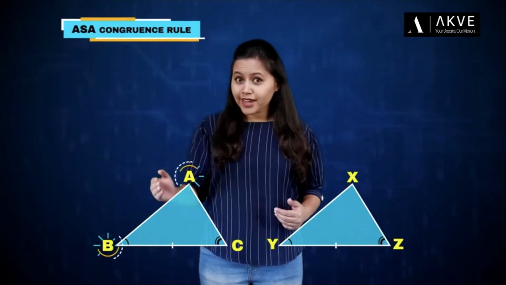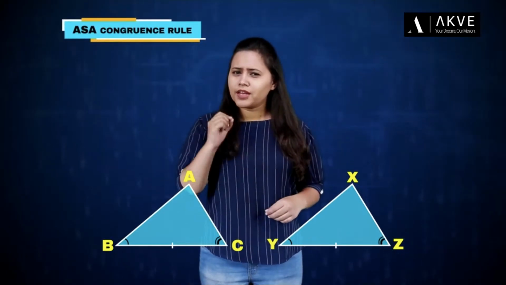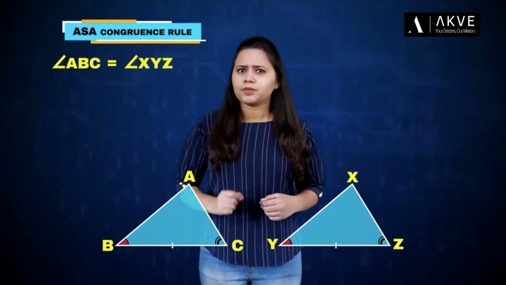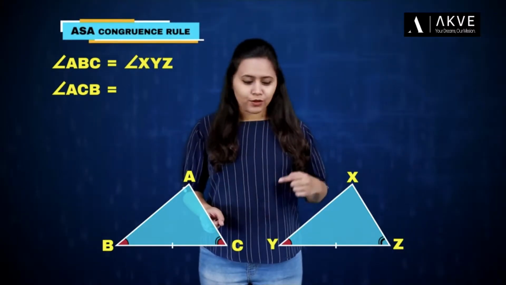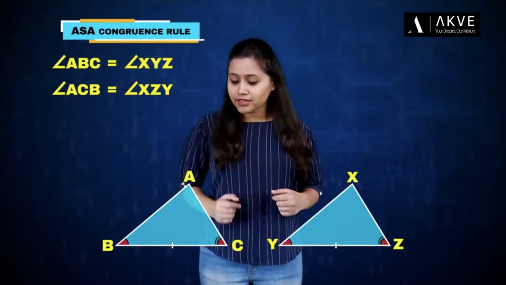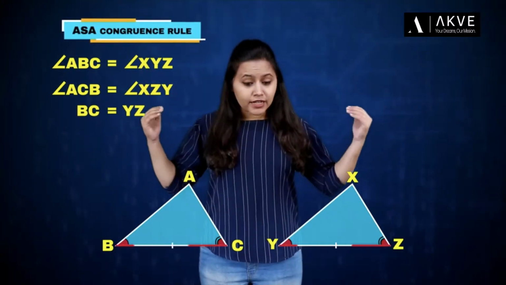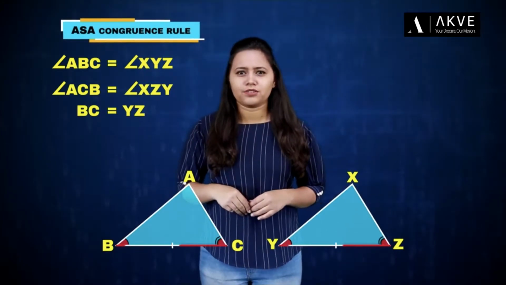To prove this theorem, consider the triangles ABC and XYZ such that angle ABC is equal to angle XYZ, angle ACB is equal to angle XZY, and BC is equal to YZ. We have to prove that these two triangles are congruent.